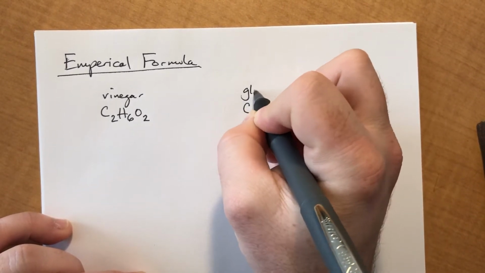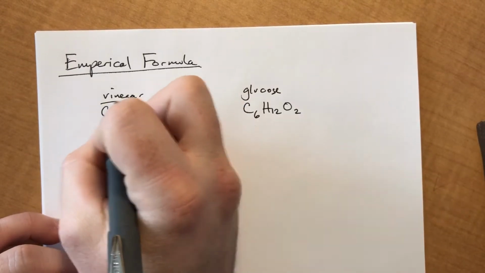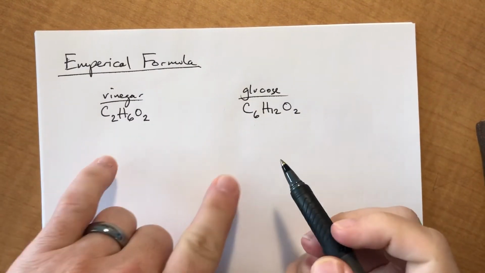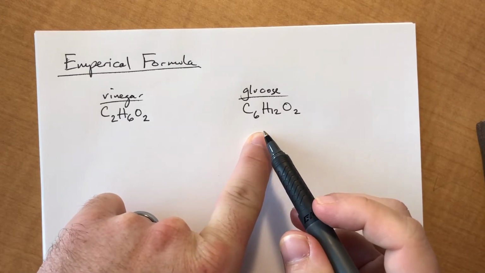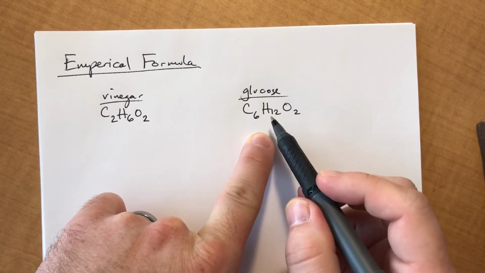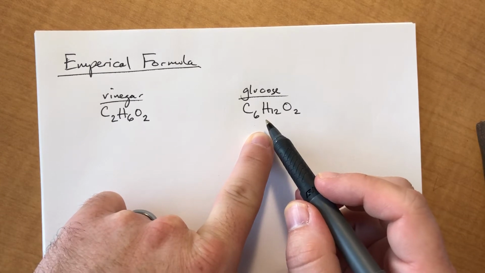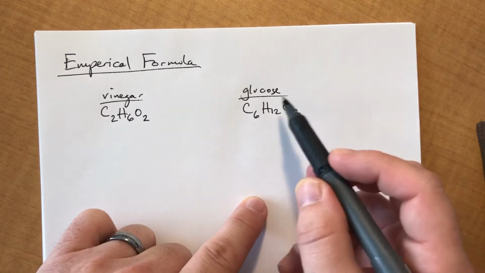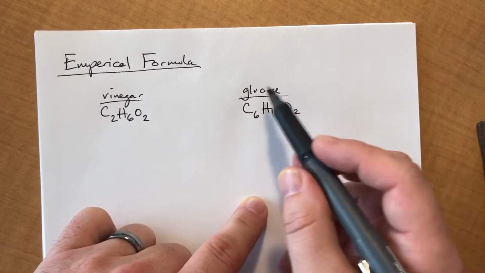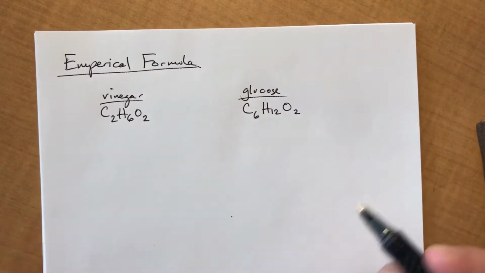C6H12O2 is the formula of glucose. These are very, very different things. Glucose is essentially what your body, anytime your body eats carbohydrates, it breaks this down. If you ever eat simple sugar, like sugar syrups, this is usually what it's made out of, like high fructose corn syrup. Glucose is the syrup part.